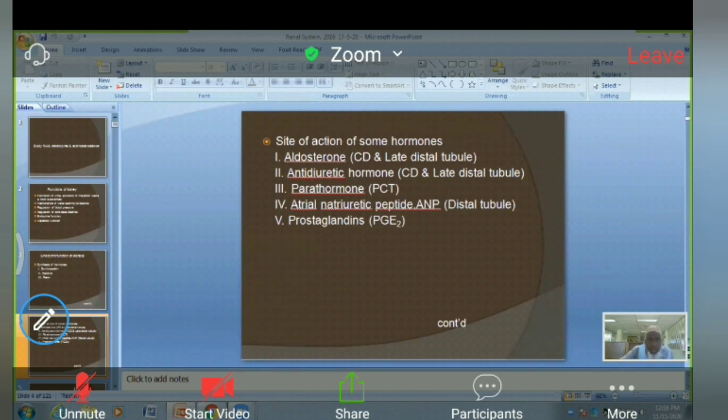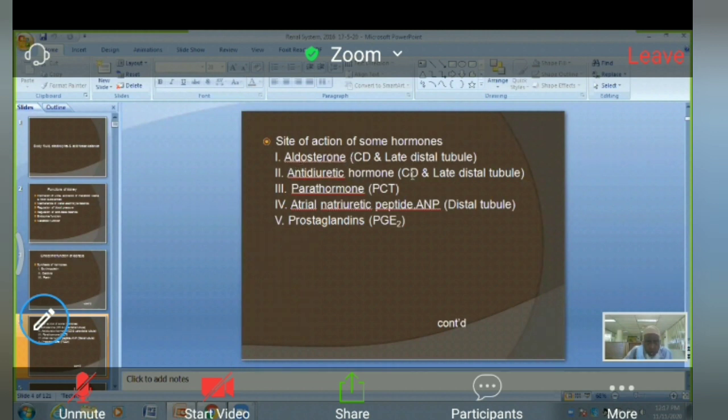Is it clear? This aldosterone is responsible for the maintenance of electrolyte balance. It acts in the collecting duct and late distal tubule. In the collecting duct, what is its function? Absorption of sodium in exchange for potassium excretion. This is the function of aldosterone.